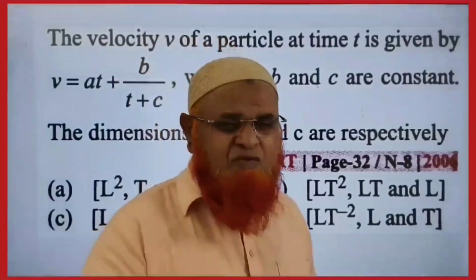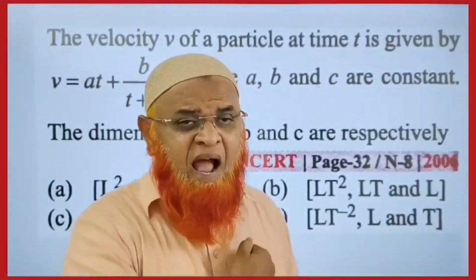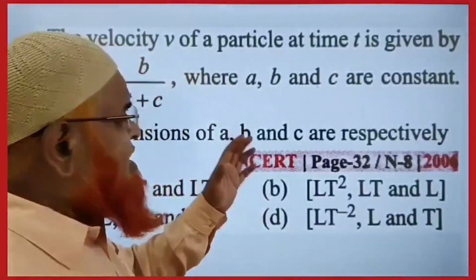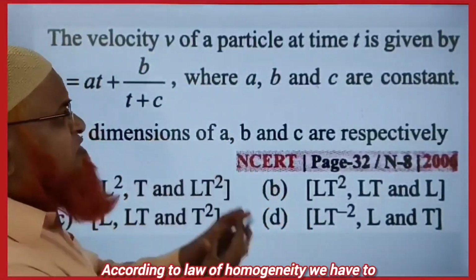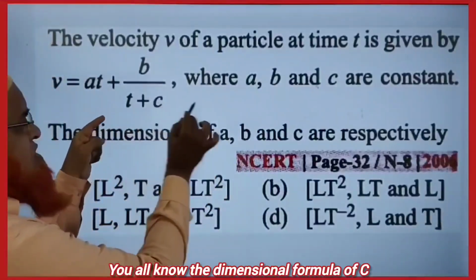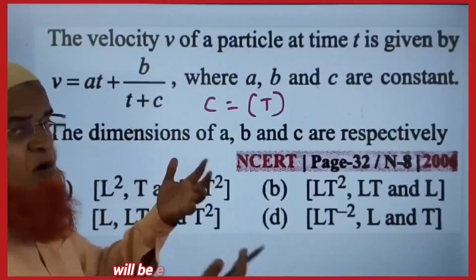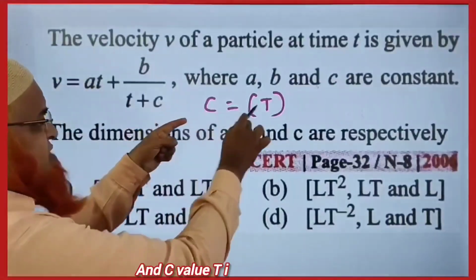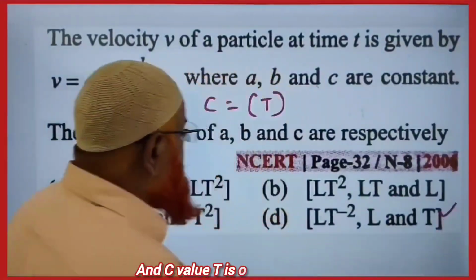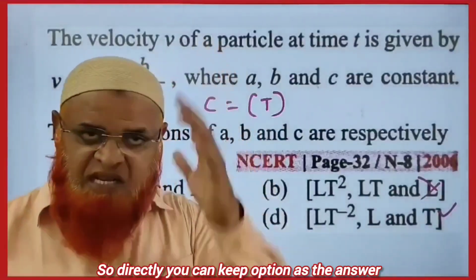That's it. My dear students, I am going to teach you such a method where you will solve only 5% of the problem and get 100% of the results. What is that method here? According to the law of homogeneity, we have to find out the values of a, b and c here. You all know the dimensional formula of c will be equal to the dimensional formula of T according to the law of homogeneity. And the c value is T only for option D. Remaining c values are not T. So directly you can keep option D as the answer.